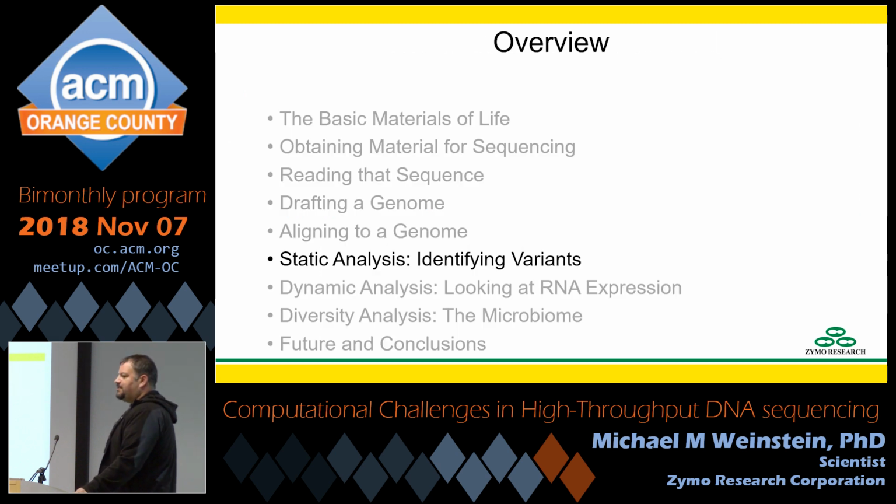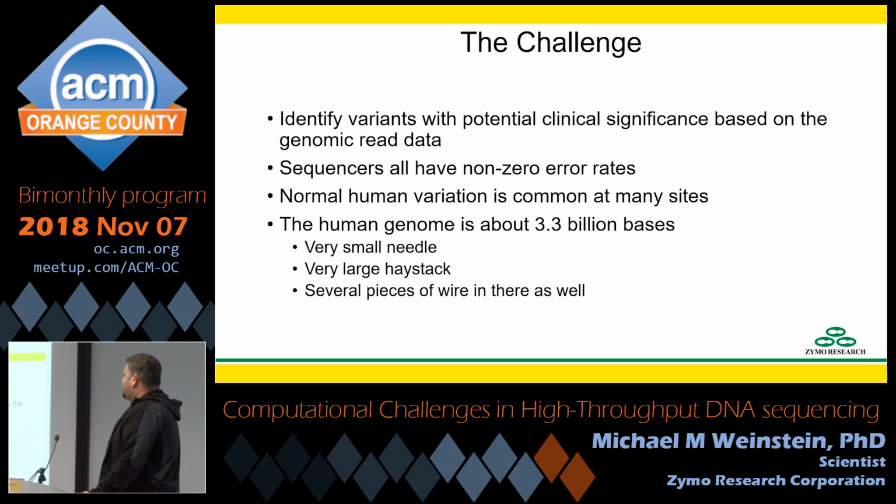All right, and then I'm going to talk a little bit about a couple of different applications here. So this is going to be kind of giving an overview. Static analysis, identifying variants. A human's genome is pretty much set at birth. That should not change over their life very much. If it did, you'd accumulate mutations like crazy and you'd get cancer repeatedly and probably die of God knows what. So the challenge here: identify variants with potential clinical significance based on the genomic read data. And I know Bruijn works at Ambry, which I think is pretty much a description of their entire business model, or at least a good chunk of it.